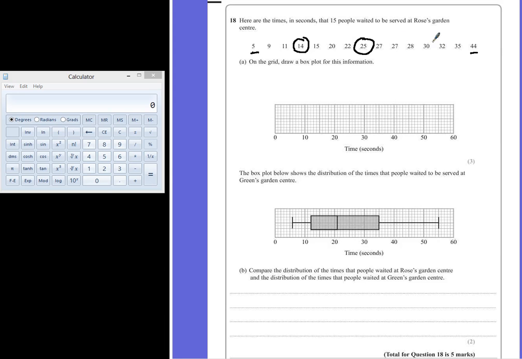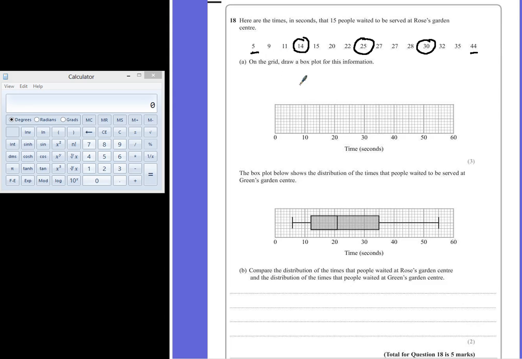Same thing on this side, our upper quartile can be found by finding the middle of this list, which would be the number 30. That gives us 3 numbers on the left of it, 3 numbers to the right. With these 5 pieces of information, we can draw a box plot. On the grid, each small line seems to represent 1 second, which makes plotting things quite easy.